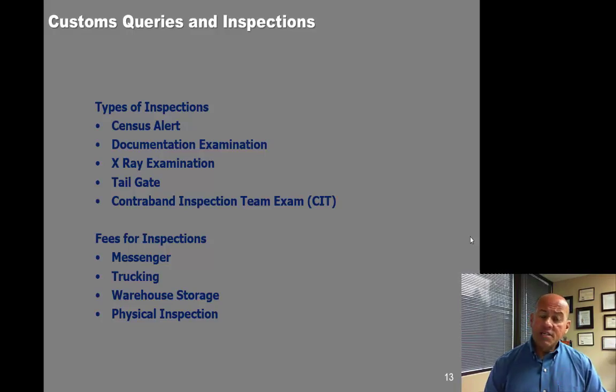Then you have document examinations. So rather than inspect goods, customs will quite often ask for the original documentation. Most customs transactions are done electronically, but customs can choose to look at the original documents. In that case, the customs broker will have to hire a courier to take the original documents and bring them to customs for them to look at and sign off.